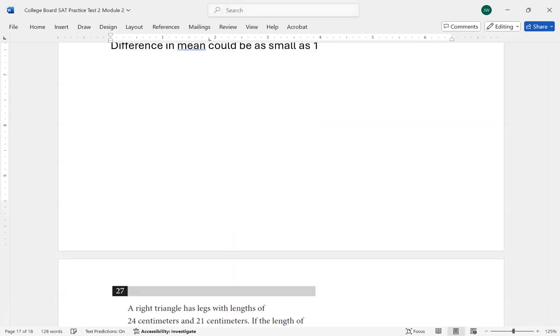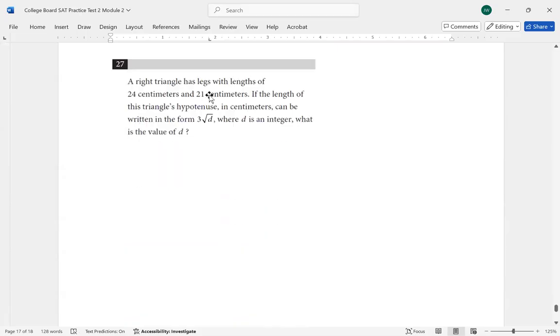Let's take a look at question 27. It says a right triangle has legs with lengths of 24 centimeters and 21 centimeters. So 24 and 21 centimeters. If the length of this triangle's hypotenuse in centimeters can be written in the form 3 times the square root of d, where d is an integer, what is the value of d?